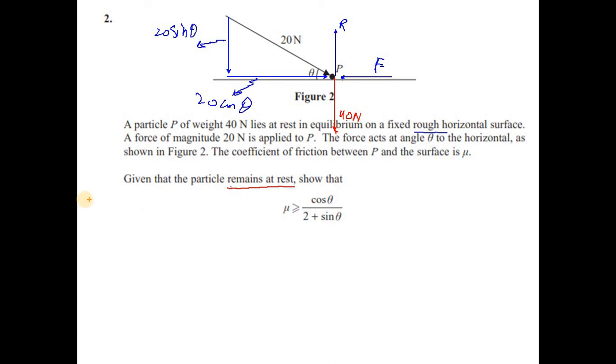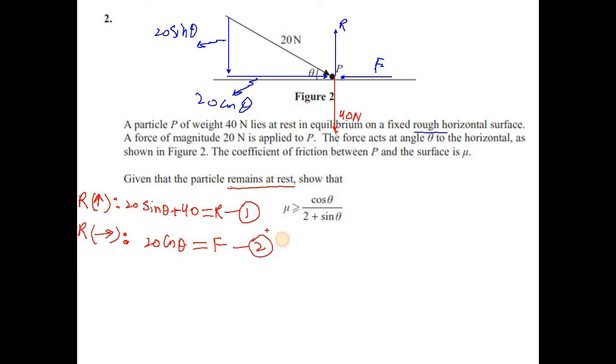So resolving forces in the vertical direction, we have two downward forces, 20 sine theta plus 40, is equal to the upward force, which is only R. So equation number 1. And horizontally, we have just two forces. 20 cos theta is acting rightward, so 20 cos theta is equal to friction acting leftward, so F. So equation number 2.